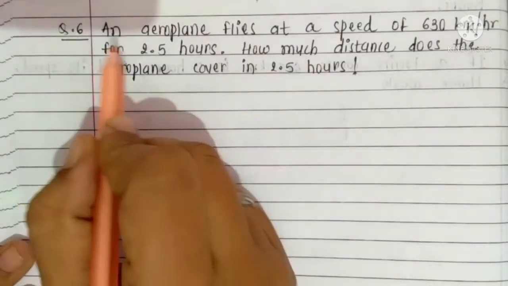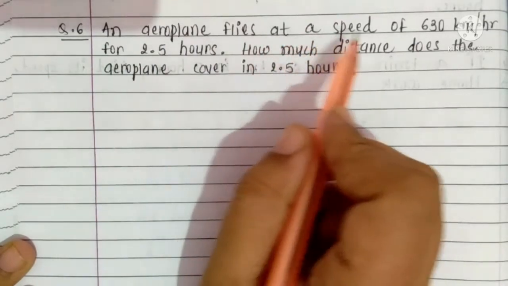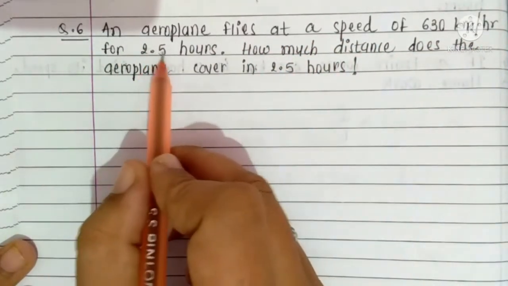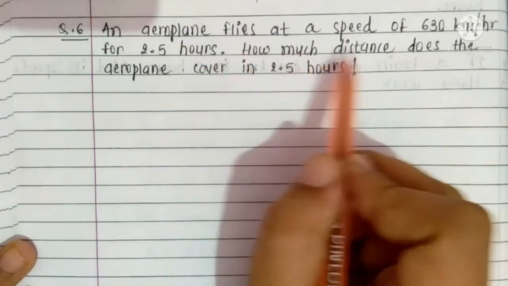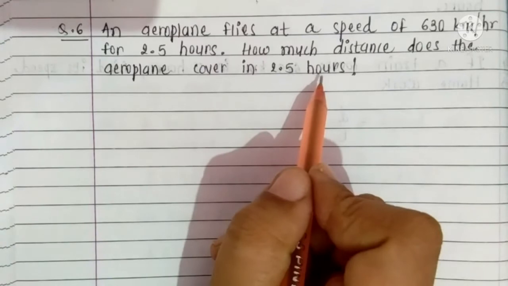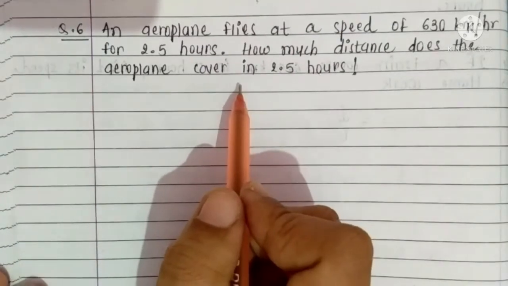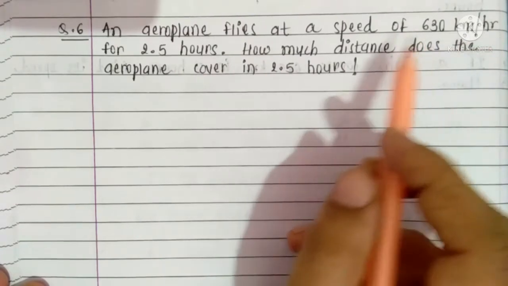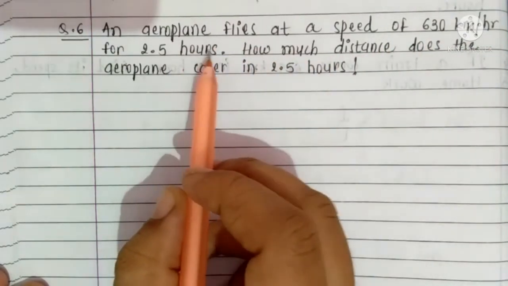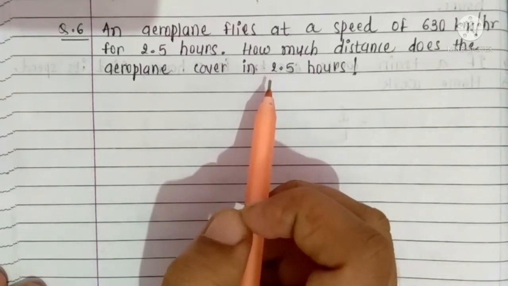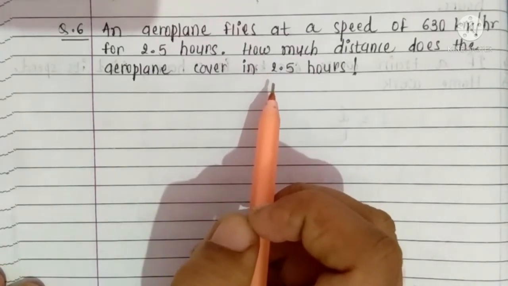Question number 6. An aeroplane fly at a speed of 630 km per hour for 2.5 hours. How much distance does the aeroplane cover in 2.5 hours? That means एरोप्लेन ने 630 किलोमीटर पर आवर की स्पीड पे 2.5 आवर्स तक फ्लाई किया, तो एरोप्लेन ने कितना डिस्टेंस कवर किया वो हमें यहाँ पे फाइंड करना है.